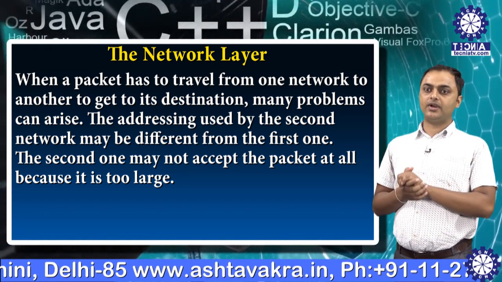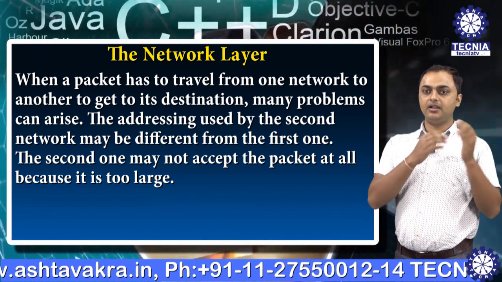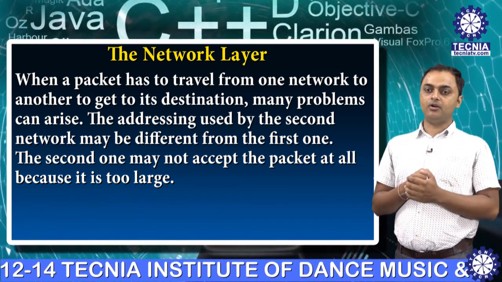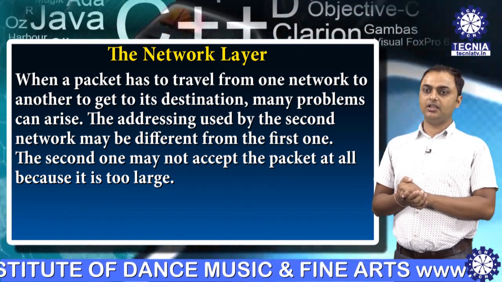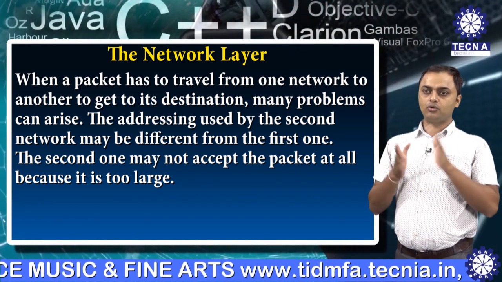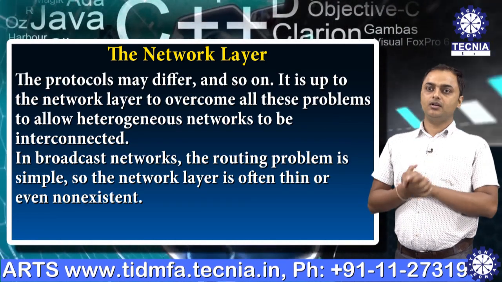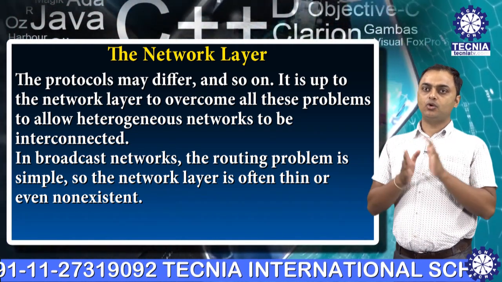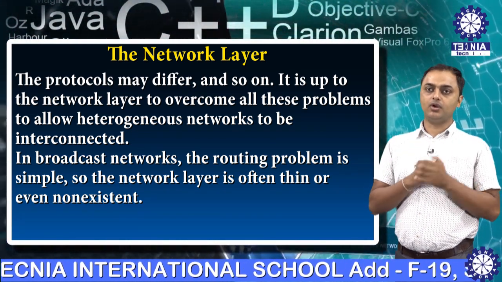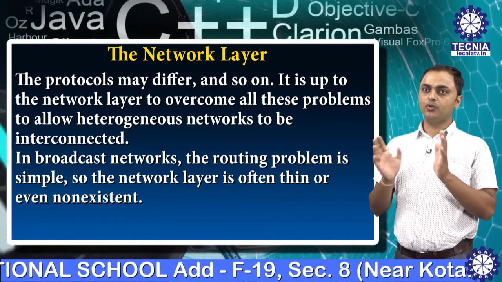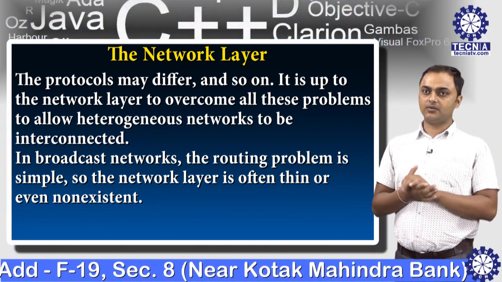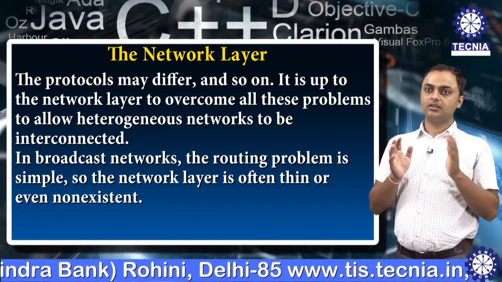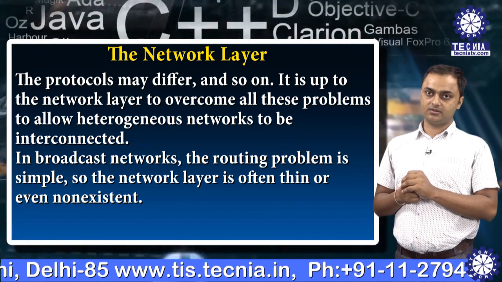The addressing used by the second network may be different from the first. The second one may not accept the packet at all because it is too large. The protocols may differ, and so on. It is up to the network layer to overcome all these problems to allow heterogeneous networks to be interconnected. In broadcast networks, the routing problem is simple, so the network layer is often thin or even non-existent.